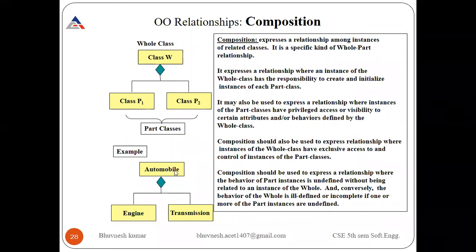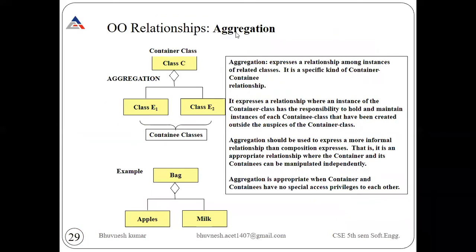Okay, an example is here: automobile, car. Car is your automobile. It is strongly dependent on engine and transmission. If we have to give a relationship, then we have to draw this filled diamond. And further there is aggregation. Okay, there is a container class and a contained class, or this is your whole class and this is your part class. They have a limited dependency, not much dependency, and for that we use aggregation.